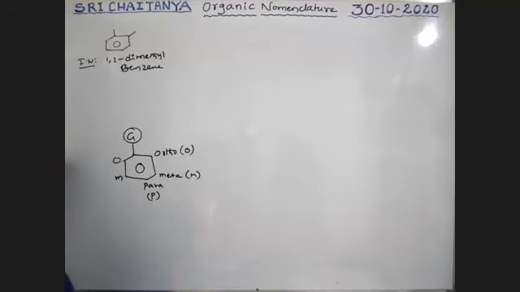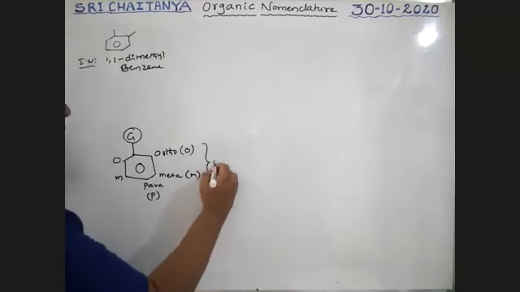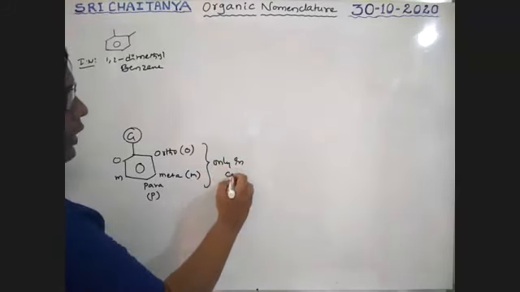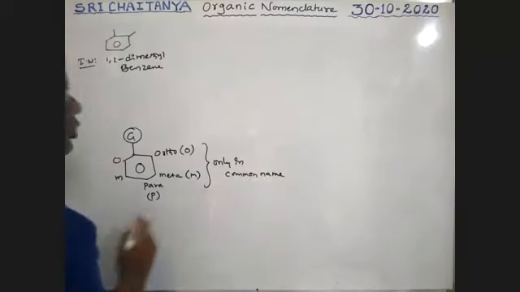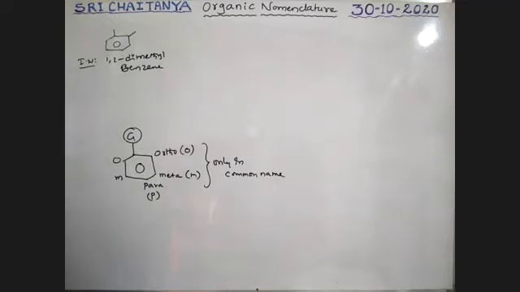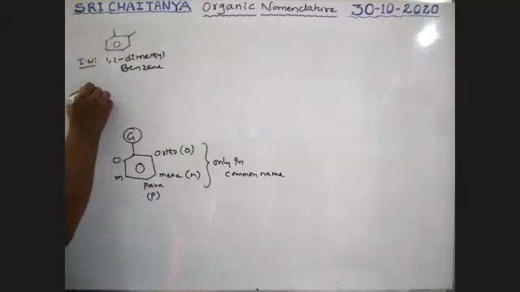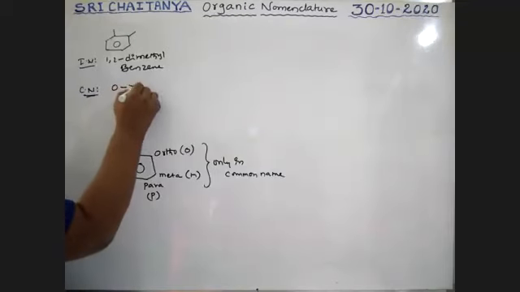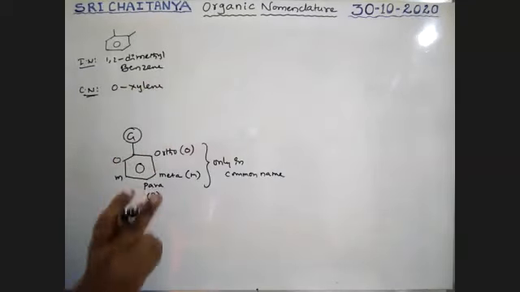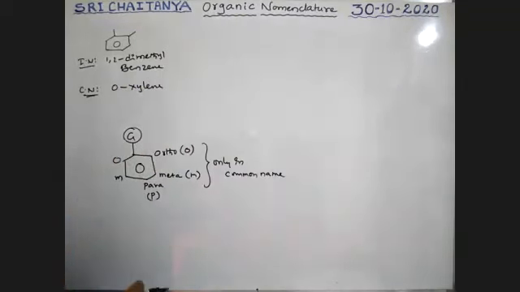Okay, so ortho, meta, para are used only in the common naming system. It is at the ortho position, so it is commonly called orthoxylene. When 2 methyl groups are attached to a benzene ring, that is called xylene. So side by side, orthoxylene.